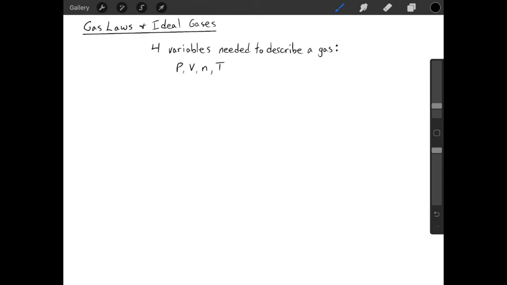There are four variables that you need to talk about a gas's physical state. They are pressure, volume, amount, and temperature, or P, V, n, and T. And scientists discovered a number of proportionalities relating these different variables. And we'll talk about a few of them.